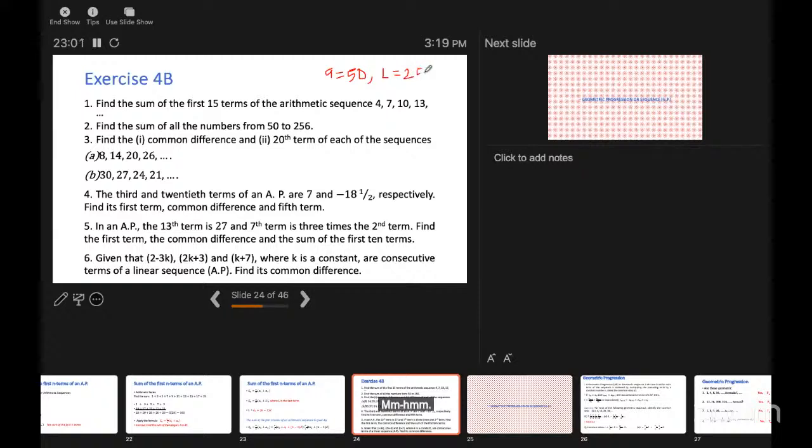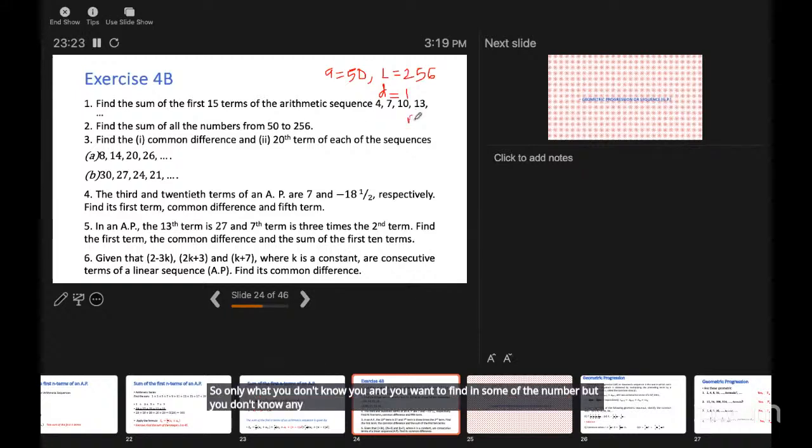What is the common difference? There's no common difference, sir. The common difference is 1 now. You know the common difference now. Counting numbers, the common difference will be 1. So the only thing you don't know, since you want to find the sum of the numbers, is N.